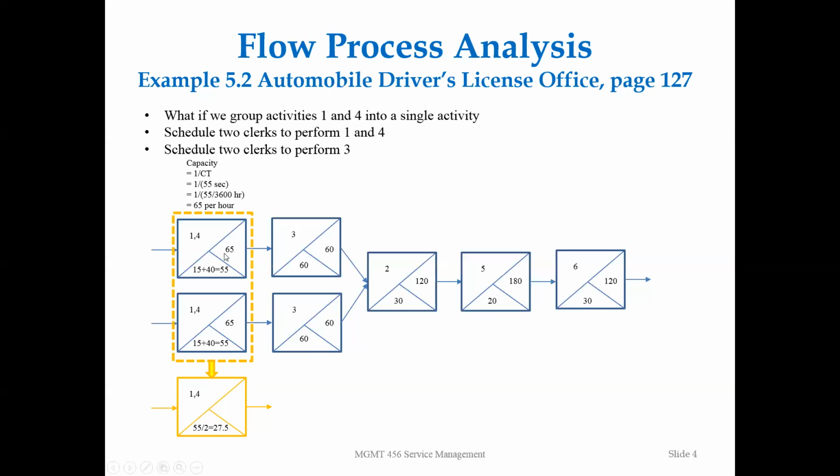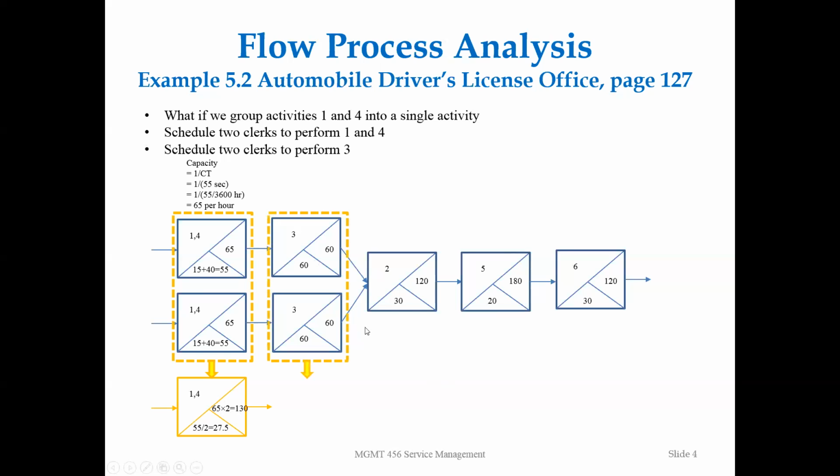Similarly, with 1 person, the capacity is 65, but I have 2 people. With 2 people, my capacity can be doubled. So the new capacity is 65 times 2. Why 2? Because 2 people. 65 times 2, so 130. So that is the new capacity. So if you look at these 2 boxes versus this 1 single box, they are equivalent. Okay, they are equivalent.